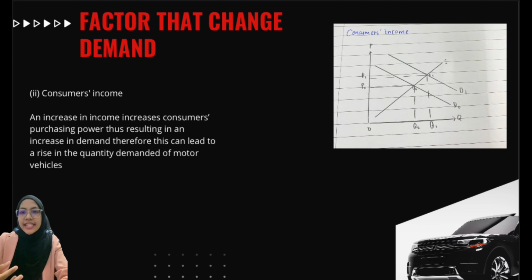Next, we have consumers' income. An increase in income increases consumers' purchasing power, thus resulting in an increase in demand. Therefore, this can lead to a rise in the quantity demanded of motor vehicles. When the consumer's income increases, the demand also will increase. So, we can see in the diagram, the demand increased from D0 to D1, and the price also increased from P0 to P1, also the quantity from Q0 to Q1.